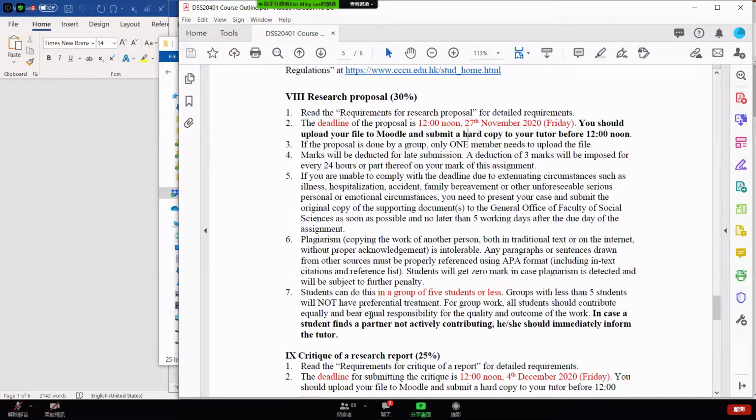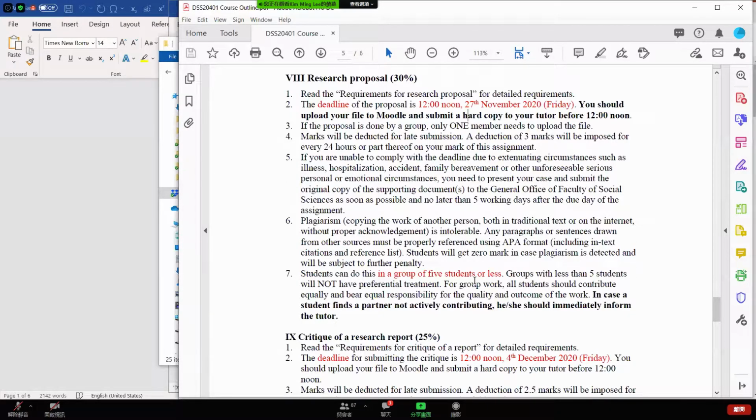For example, you want to do it alone, and you tell your tutor that because I am just a one-man band, one girl band, so you should give me a higher mark. No, sorry, it won't, because this is your choice. So if you have less than 5 people, this group won't get any preferential treatment at all. That means you will be graded just the same as the other group with 5 students. Okay, so this is why you need to form your group wisely. So in case there are some free riders in your group, then report to your tutor immediately.